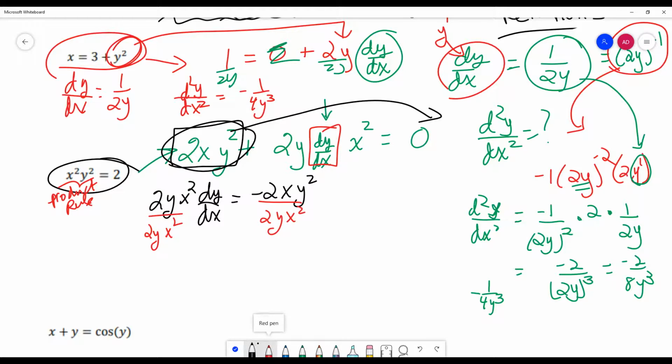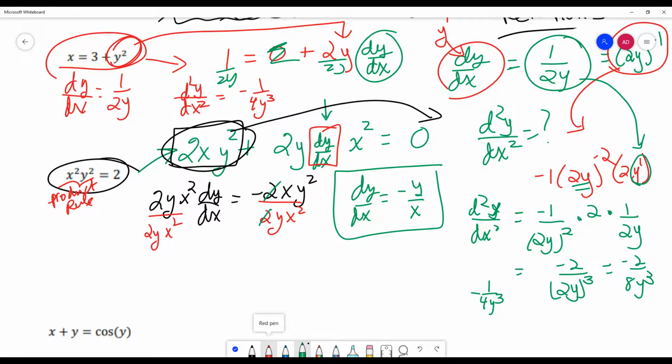So I end up getting, let's go with green, a little Christmassy, I know, right? 'Tis the season, fa la la, right? The 2's cancel, right? And then actually negative xy squared over yx squared becomes negative y over x, okay? That is the derivative of x squared y squared equaling 2. It's a derivative of that function.